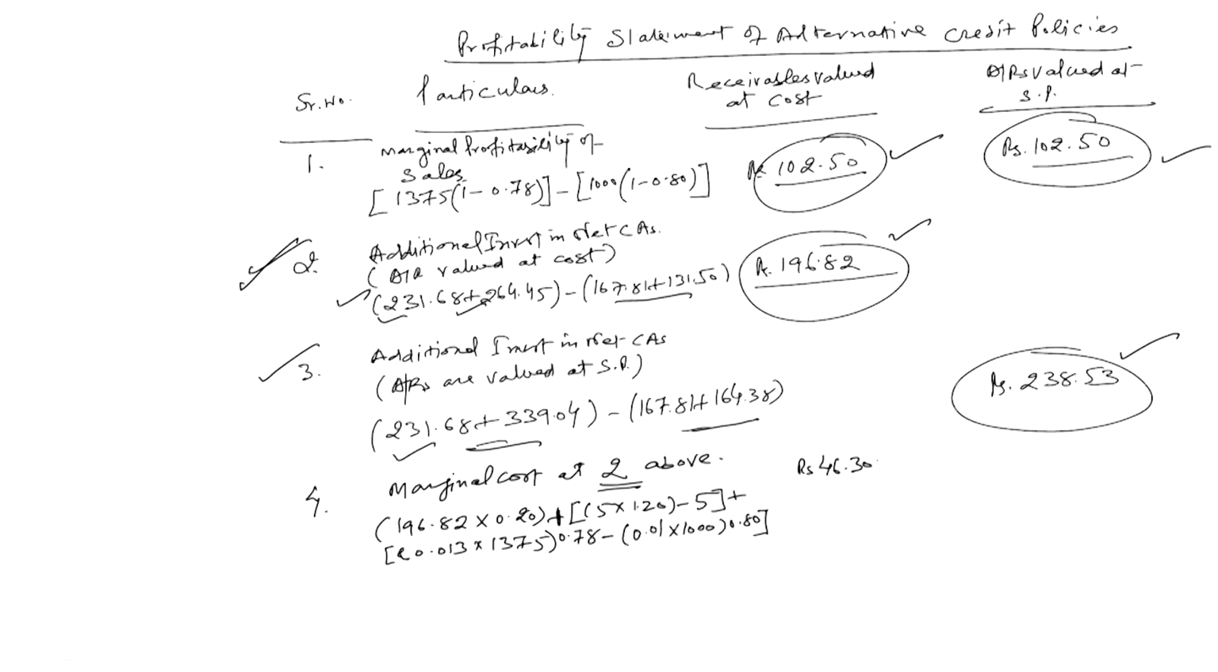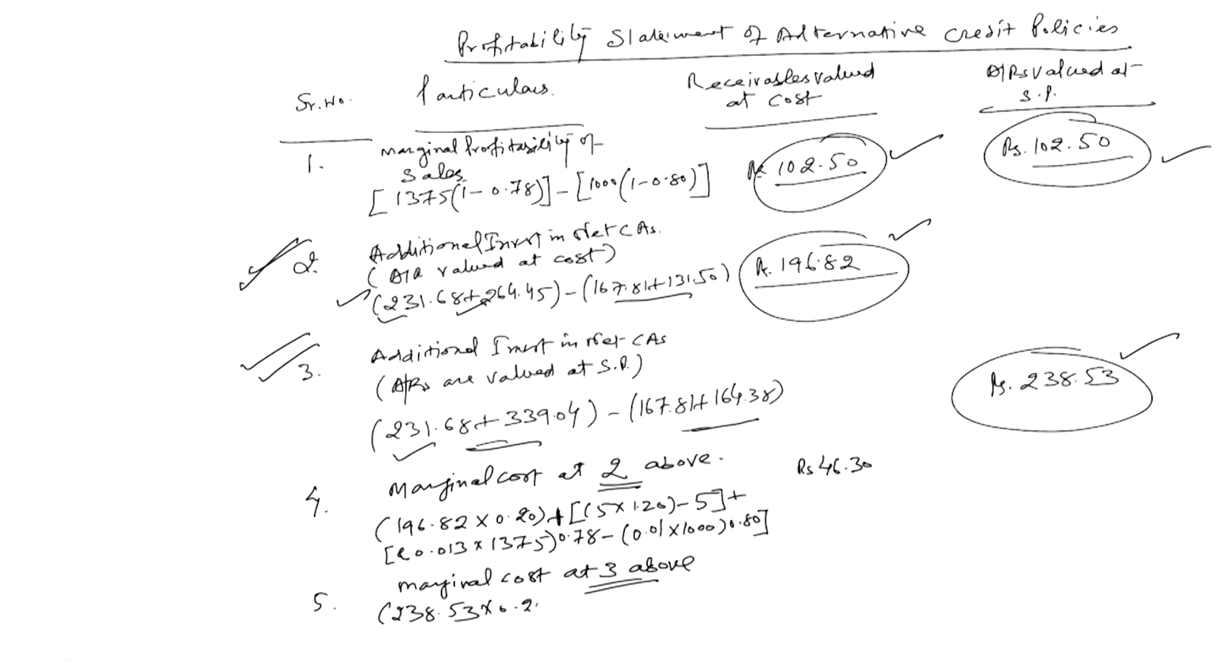Similarly, we have to work out the cost at number 3, when the receivables are valued at selling price. So, marginal cost at 3 above will be how much, we will have to again calculate like this. How much investment are we making now when the receivables are valued at selling price? We are going to invest 238.53, and what is the cost of capital, that is again 20%.